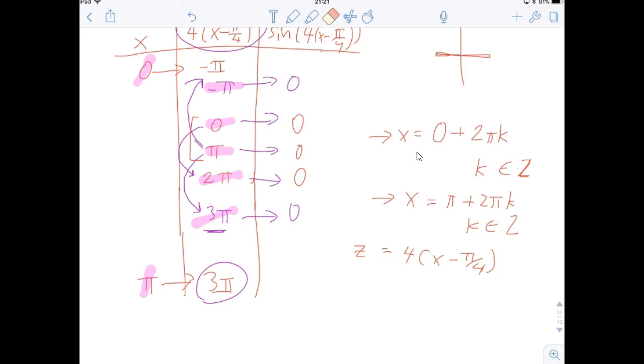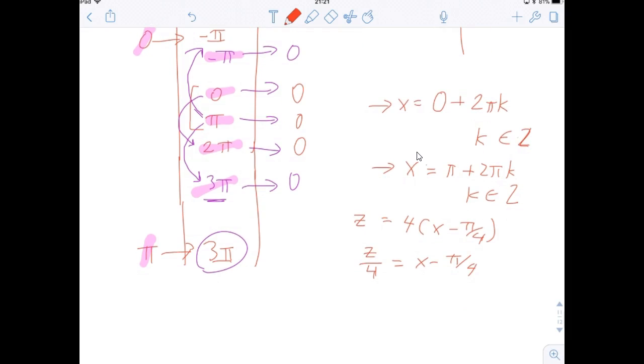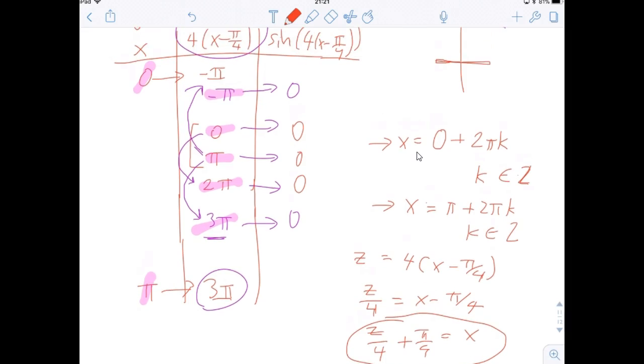So we want an expression where x equals blah, blah, blah with z in it instead. Let's do that. We are going to divide both sides by 4 first, because we do want to solve for x. And so we have z divided by 4 equals x minus pi over 4. Then we are going to add pi over 4 to both sides to get x by itself. And then we have our completed expression: z divided by 4 plus pi divided by 4 equals x. That is the equation we use to go from this second column to the first column.